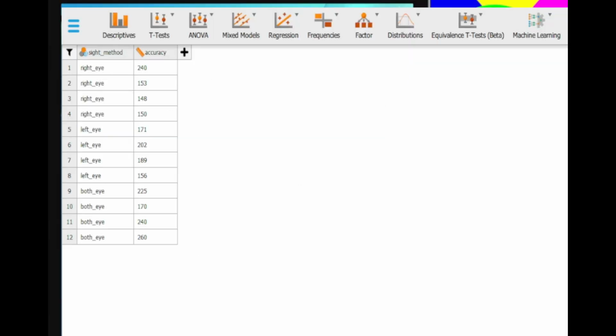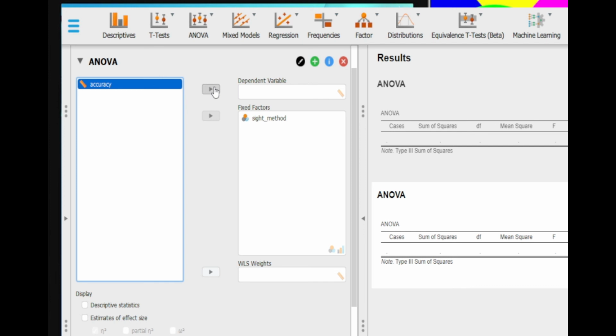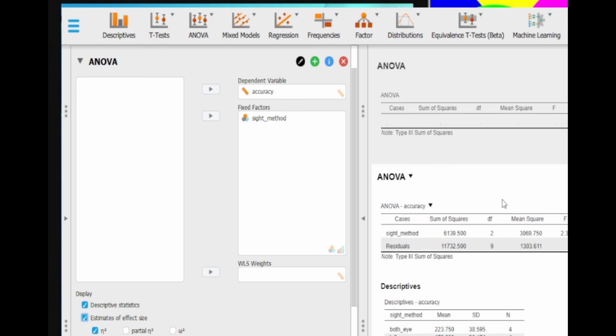Here is now our data on JAS. We have the sight method: right eye, left eye, both eyes, and accuracy. Let's test using ANOVA. Our fixed factor would be the sight method, and the dependent variable would be accuracy. And we have this result. I hope you can see it on the screen. I'll just enlarge it a little.